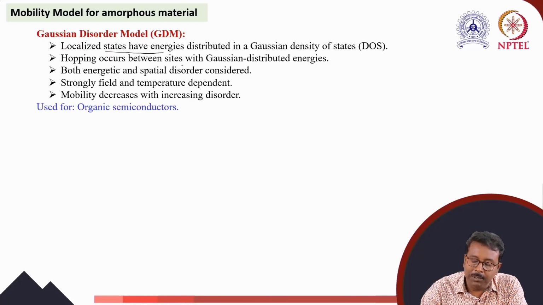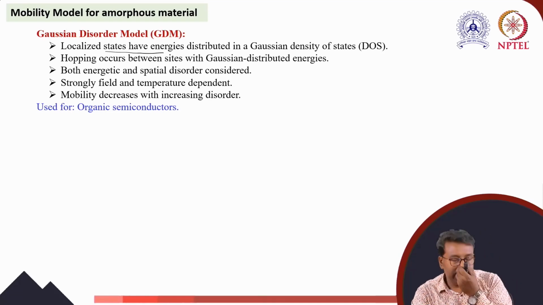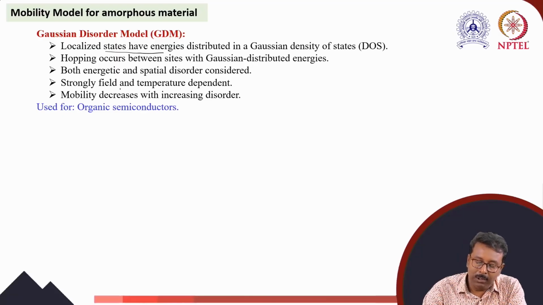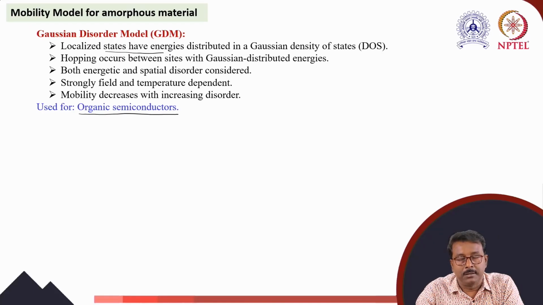So hopping occurs between sites with Gaussian distributed energies. Hopping also occurs based on these states. In the hopping model you have to use the distribution of energy states. There is a Gaussian distribution, not a constant or uniform distribution. Also, this is strongly field and temperature dependent, and mobility decreases with increasing disorder. This is quite obvious for all these things. This model is mainly used for organic semiconductors, that is, organic solar cells.